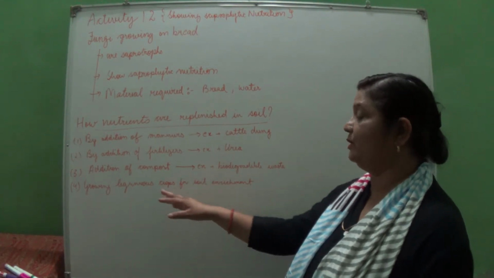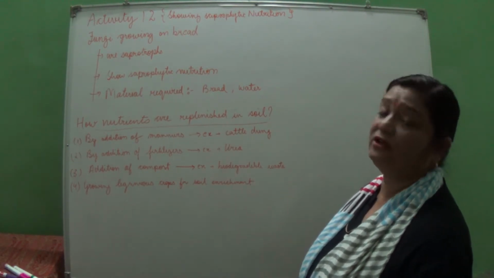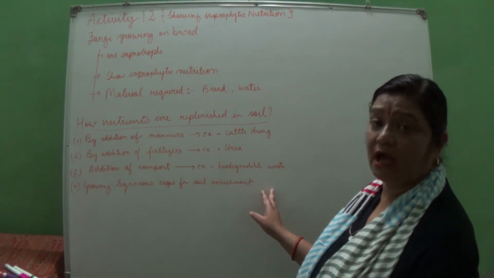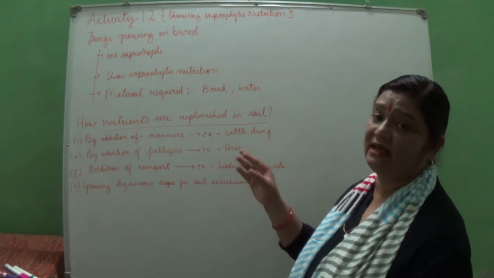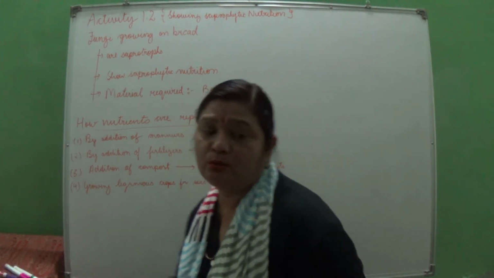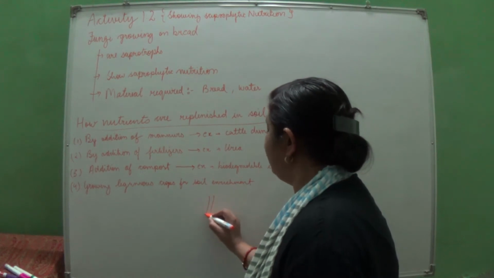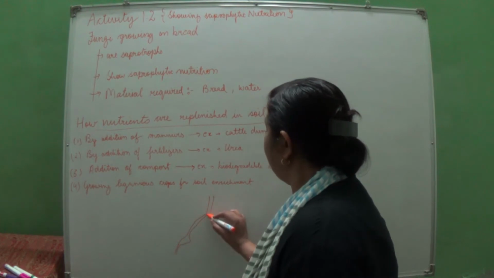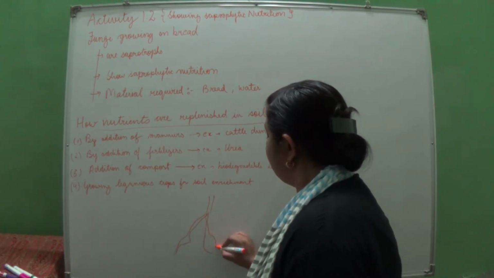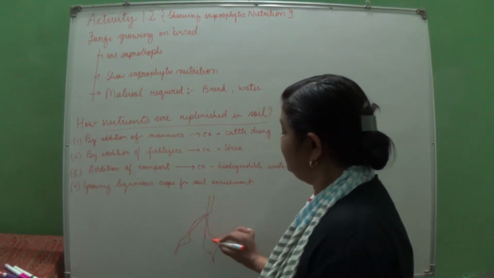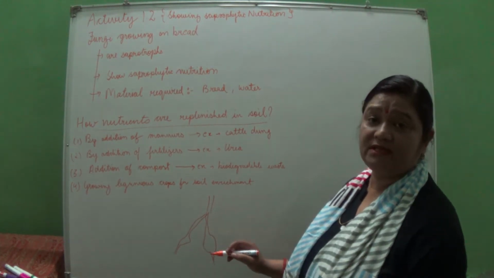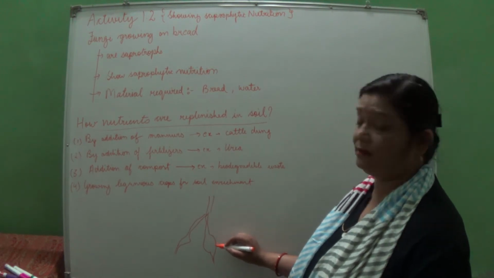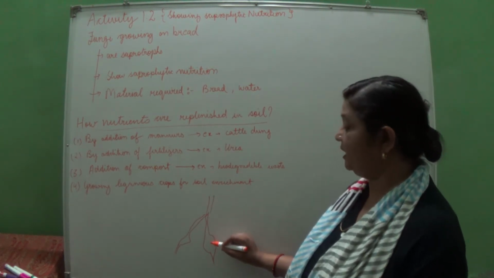And the last is growing leguminous crops for soil enrichment. I have taught you this in my last class. When we plant these leguminous plants, they have root nodules in their roots, and as a result what happens? Here you can see the root nodules. Here what is there? Bacteria is there. What bacteria? Rhizobium bacteria are present over here.